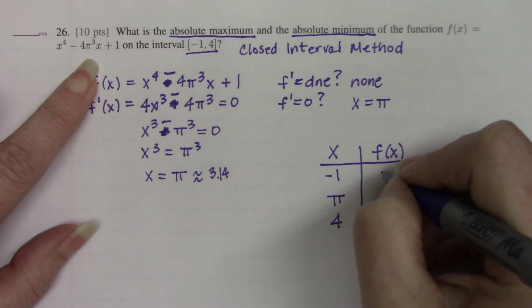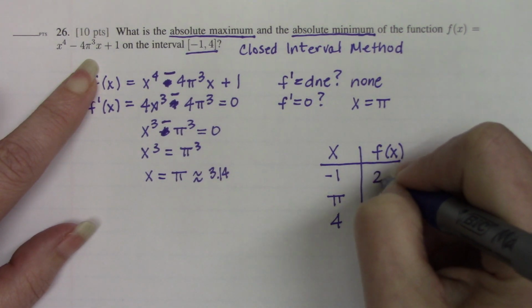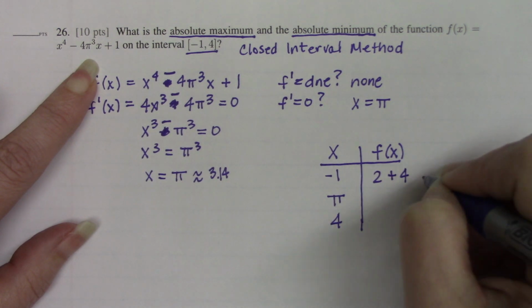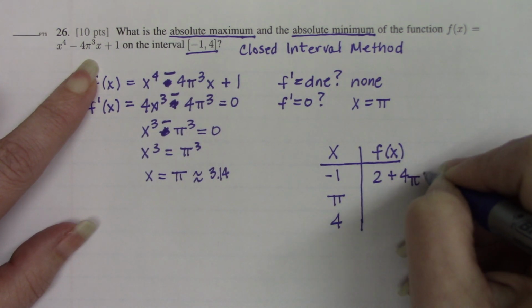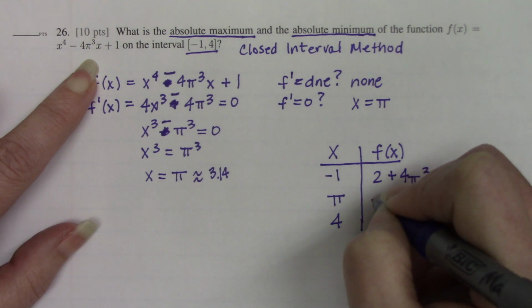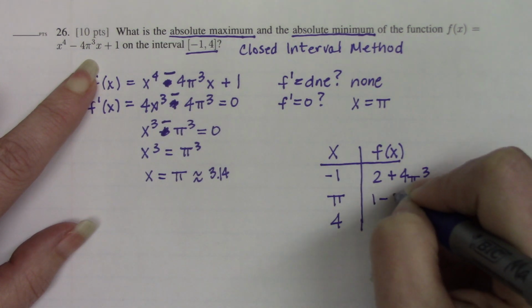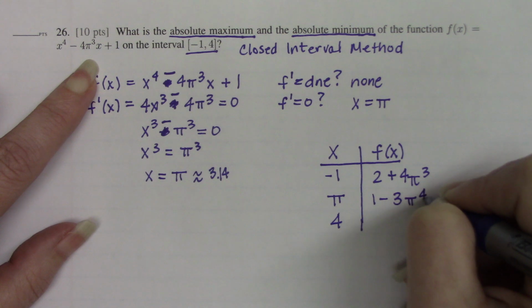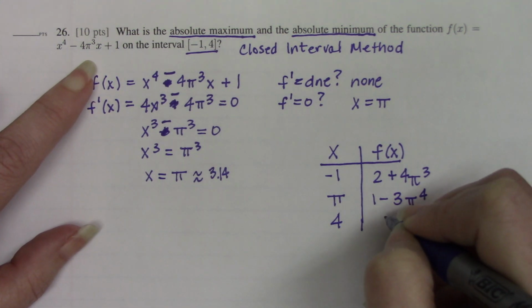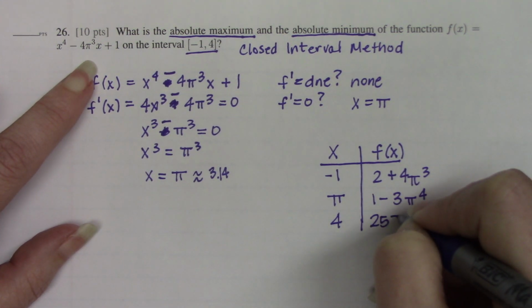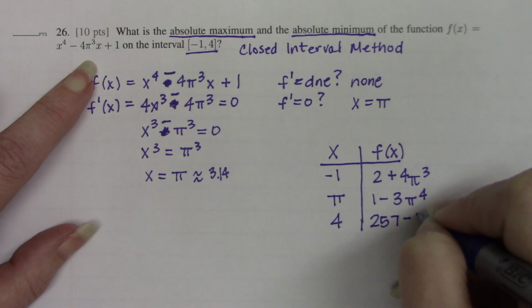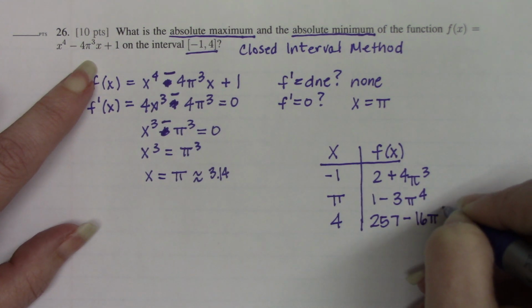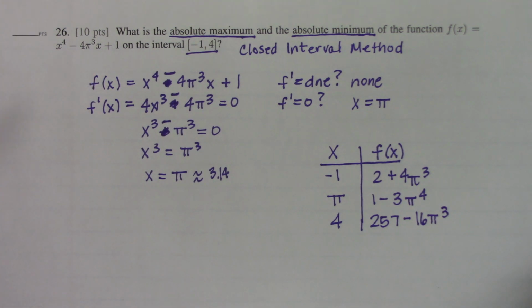So when we plug -1 in, we get 2 plus 4 pi cubed. When we plug pi in, we get 1 minus 3 pi to the 4th. And when we plug 4 in, we get 257 minus 16 pi cubed. So I want to make a comment about this.